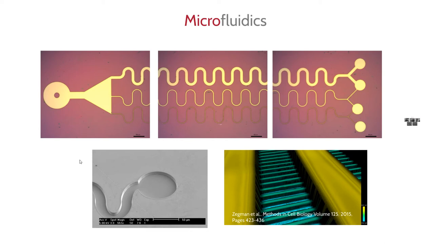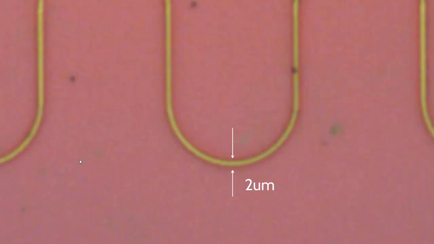The top three images show the different parts of a microfluidic device, with the injection point on the left, the long propagation channels, and the outlet region on the right. In this picture, the bottom channel is only 2 micrometers wide.